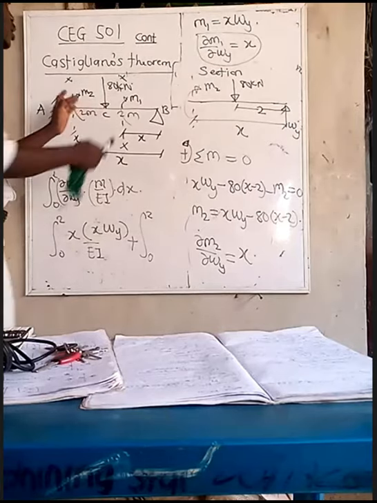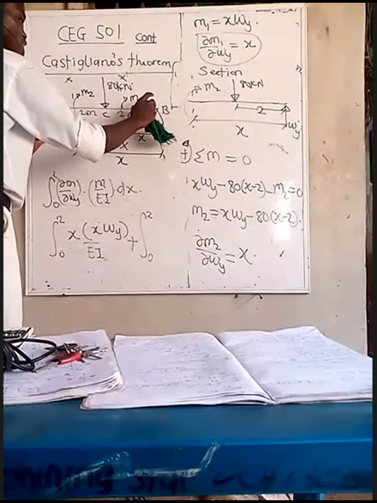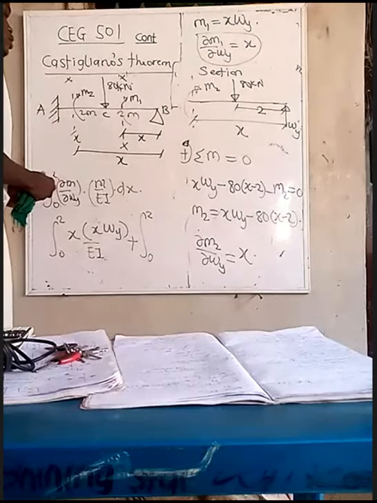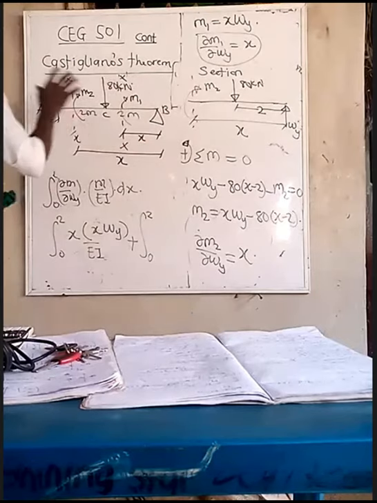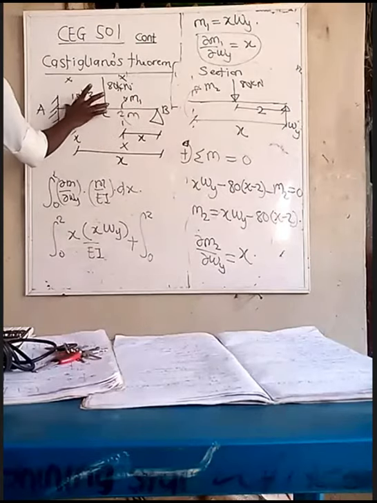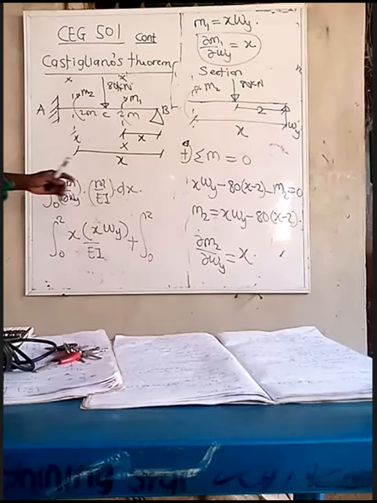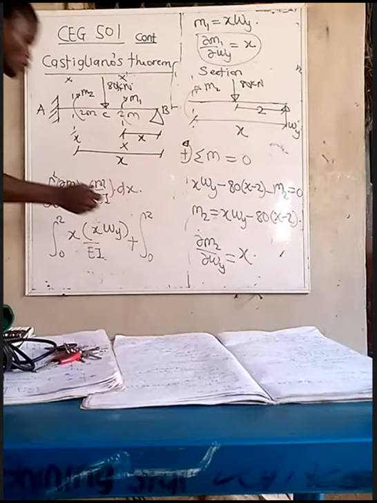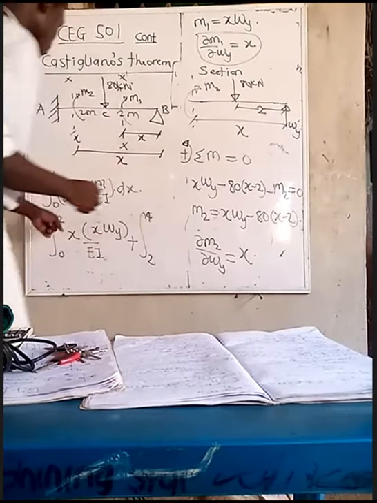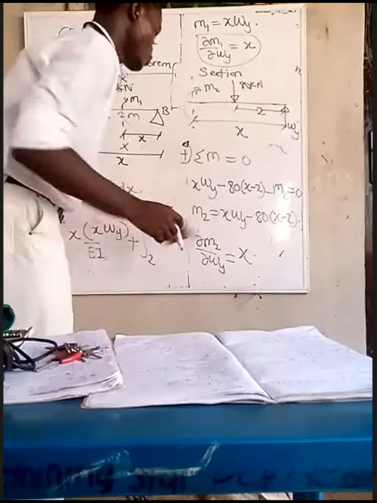But our second moment equation started from here, and we are able to calculate the moment at this section of the beam. So if you are going to apply this now, you are considering from here to here. Our origin is this point zero, but since we are considering from here to here, this is beginning from two and it's ending at four. So instead of zero to two, it's going to be from two to four. Then you now apply the M to the WY, which is X times what we have here.